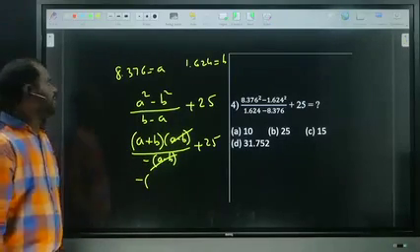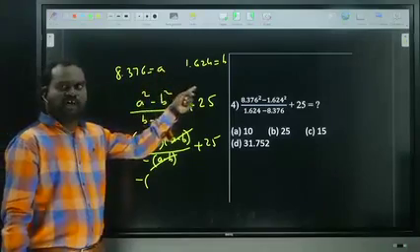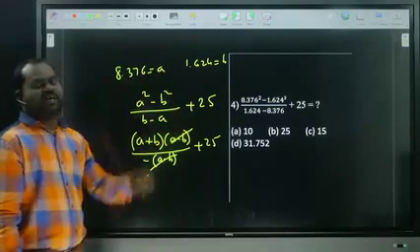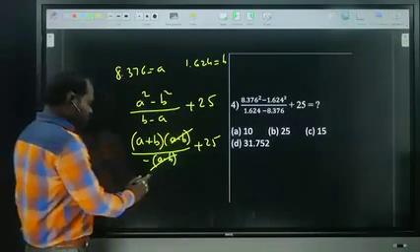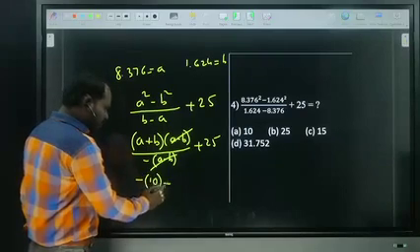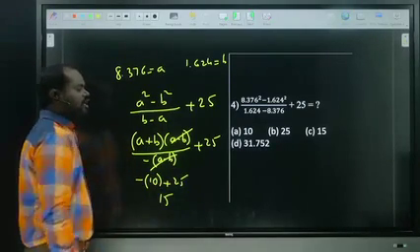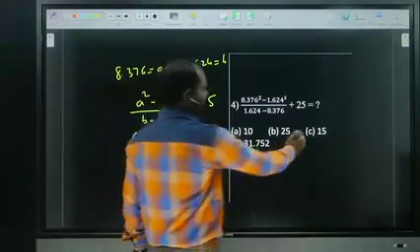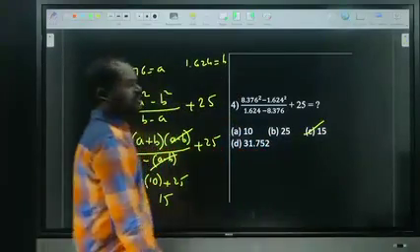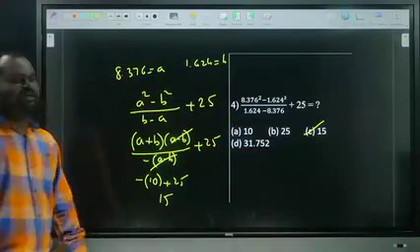Already we assumed A is 8.376 and B is 1.624. By adding these, how much, ma? 10. So minus 10 plus 25. So 25 minus 10, how much? 15. So our answer is 15. Option C, ma. Option C. Right, ma. Option C, 15.